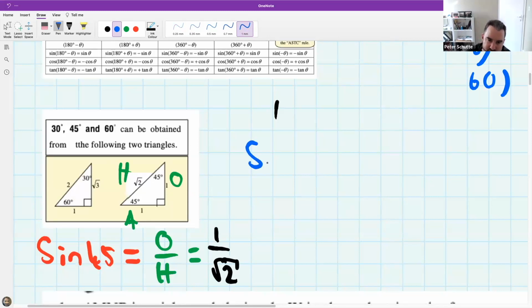Okay, well, what if I said to you, what is the sine of 60? Can you use this triangle over here still? No, because there's no 60, but you can use this one. So why don't you tell me what the sine of 60 is without using your calculator?